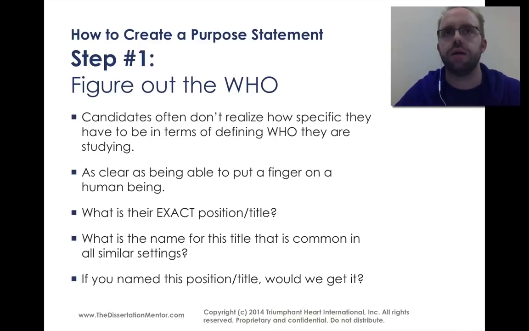And I use the word locale to say that sometimes people aren't studying organizations. Sometimes people are studying cities or countries, things like this, or generations. And this is another way of getting at it. But just to say, as specific as you can get, the better.